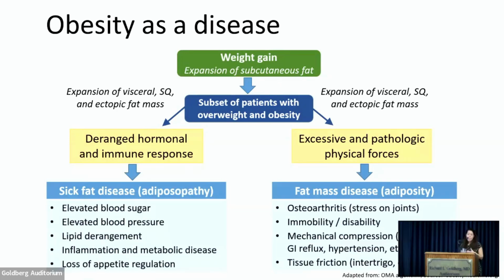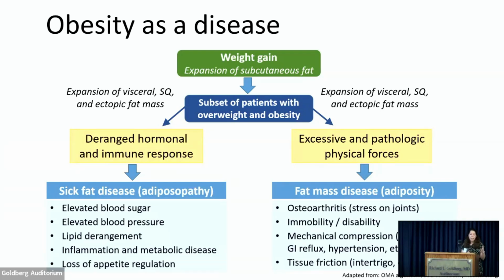So to summarize obesity as a disease, we have individuals gaining weight when we have a net positive caloric balance. That's that kind of in out, right? But not everybody gets to the point where we would call it obesity, the disease, right? So there's a subset of patients who gain weight to their own personal individual tipping point, right? And whatever that may be, we start to see expansion of visceral and subcutaneous and ectopic fat mass. And that is what leads to both mechanical stress. So we have excessive and pathologic physical forces that might cause joint strain, immobility. You might see mechanical compression symptoms like sleep apnea or acid reflux. And then you can see tissue friction. So we can see skin rashes, right? And intertrigo. I'm sure many of you have already seen this in your clinic.